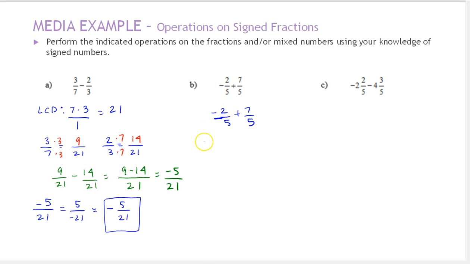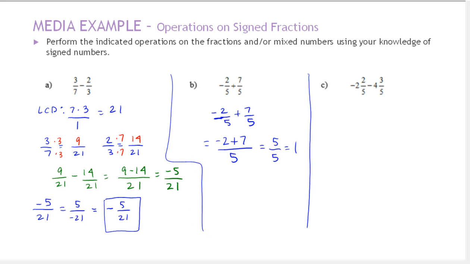Because now, since they have the same denominator, I'm just going to add the numerators, negative 2 plus 7, and keep the denominator. Well, negative 2 plus 7 is positive 5, and 5 over 5 is 1. So again, the way we use negative numbers in this problem is we had a negative fraction. We thought of the negative sign as belonging to the 2, so that we can add the numerators and keep the common denominator of 5. Now we have one more.